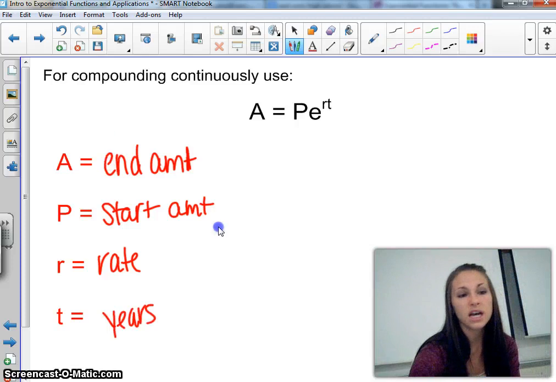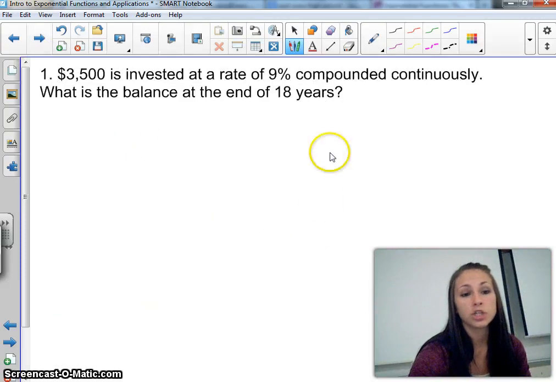And I'm about to run out of time, so we'll stop here and go on to part 2, and I'll show you how to do these application problems.